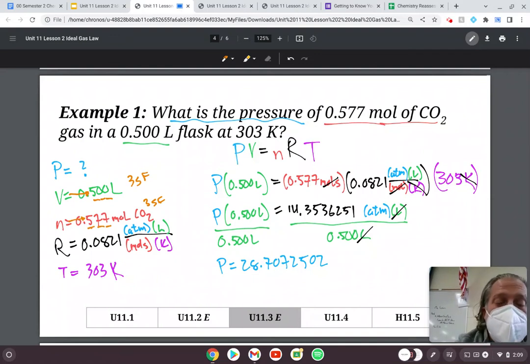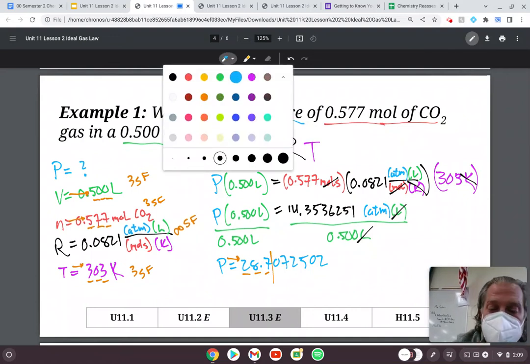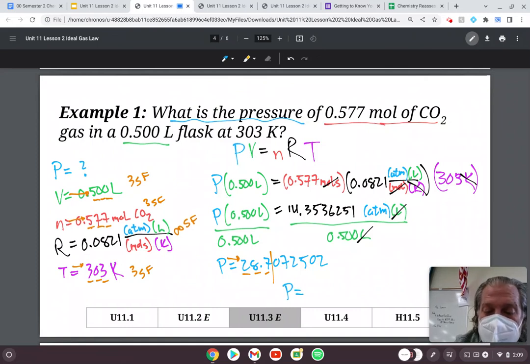Technically speaking, the constant has infinite sig figs, and 303 has 3 sig figs. So that tells me that my answer must have 3 sig figs. I'm going to draw my arrow and count 1, 2, 3. That 0 does not round the 7 up. So my final answer here is going to be a pressure of 28.7 atm.